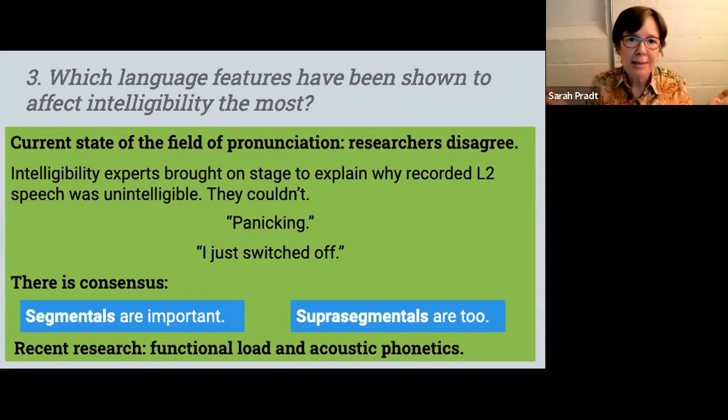And we know this as language teachers, right? We know that if someone is persistently saying, "I think so," that's fine. It's not a problem, right? For all the focus on the interdental fricative, we don't really need to worry about it that much, right?